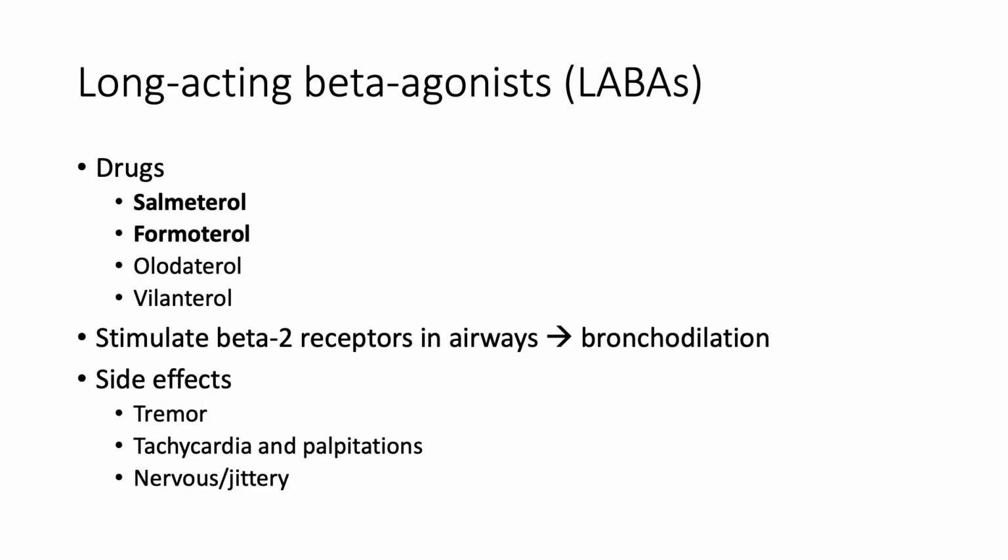So your long-acting beta agonists are drugs like salmeterol, formoterol. You might see other ones though like olodaterol and vilanterol. You notice that they all end in -erol. So if you see a drug like that, it's probably a beta agonist. These medications work by stimulating the beta 2 receptors in the airway, which leads to bronchodilation. So you increase the radius of those airways, it's going to decrease resistance, and you're able to get more air out. Side effects of beta agonists are going to be tremor, tachycardia, palpitations, and they might feel nervous or jittery. That's because you're stimulating those beta 2 receptors, and it might have some off-target beta 1 receptor stimulation as well.